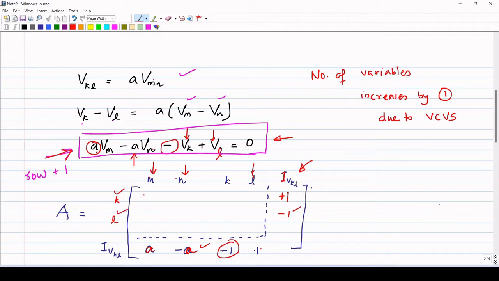So this is the stamp of a voltage controlled voltage source. To the original A matrix, you add one more row and one more column, and in the additional column, you will have a +1 and -1 on the kth and lth rows. And on the additional row, you will have A, -1 and 1 in these locations: mth column, nth column, kth column and lth column. So this looks slightly complicated, but we can make it clear by doing an example.